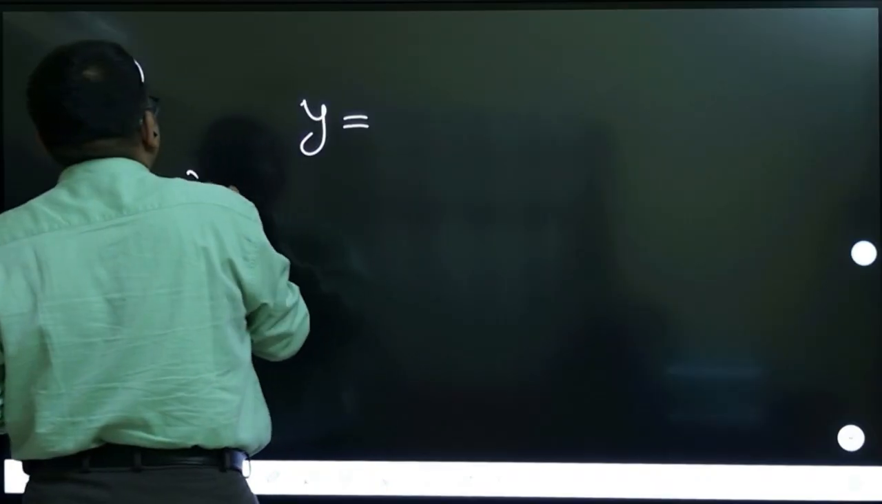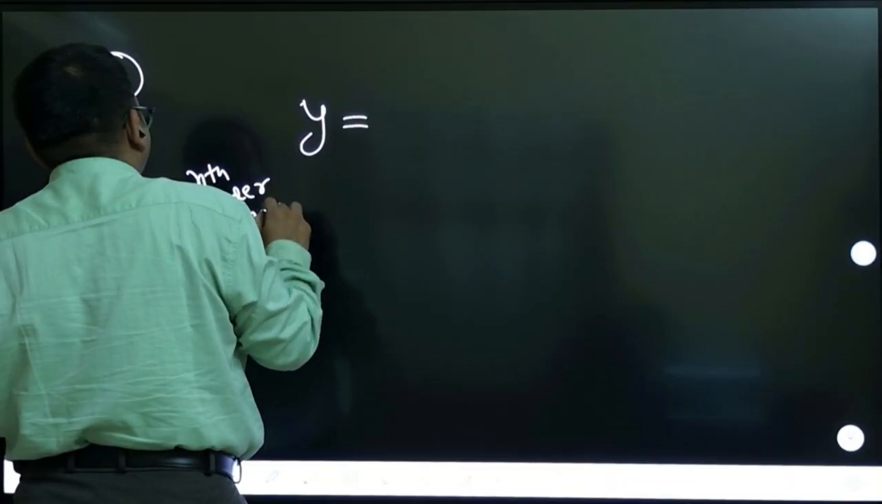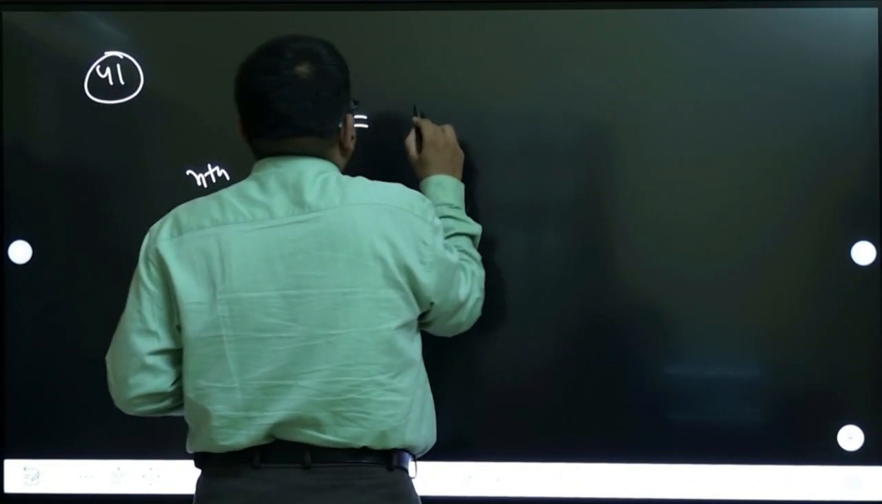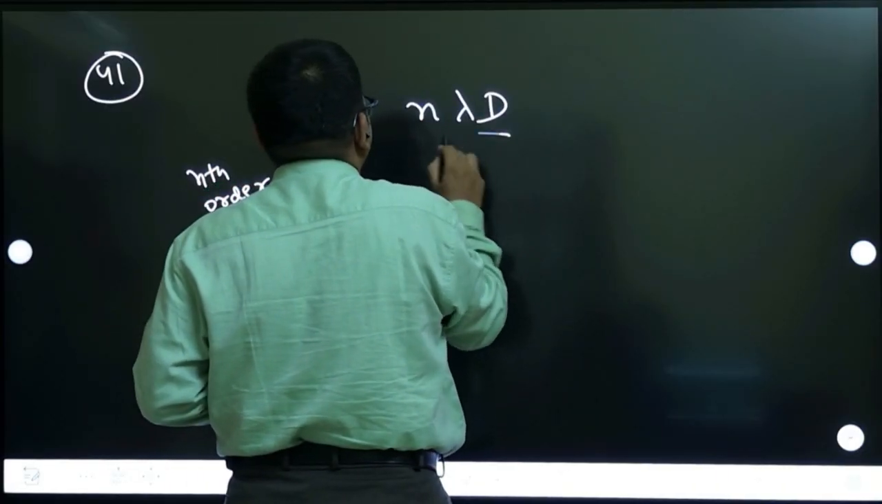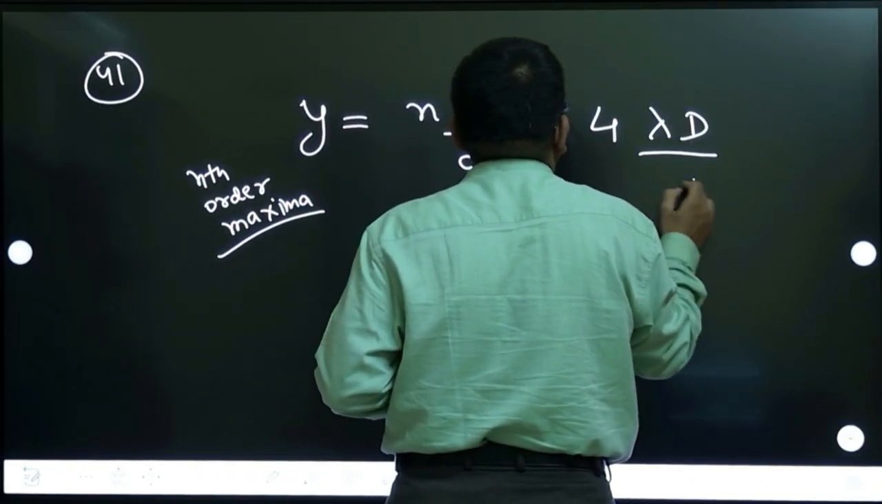Question number 41. In a YDSE, the distance between the two slits is given, where lambda is the wavelength and the screen distance is capital D. Central maxima is at O. Find the distance of the fourth maxima from O. What is the formula for the nth order maxima? Y is equal to n lambda D by d. So n is 4, 4 lambda D by d.